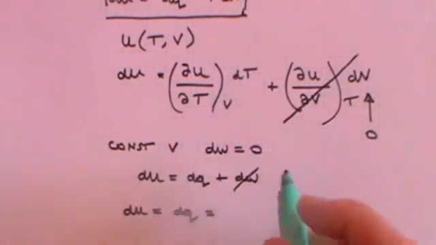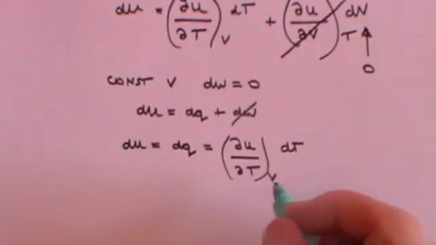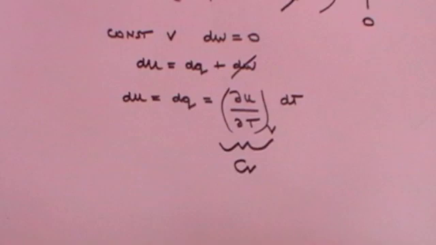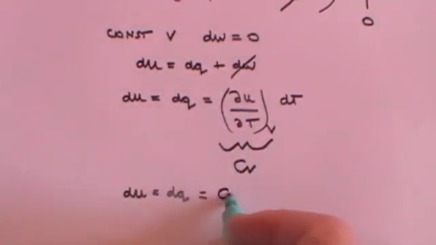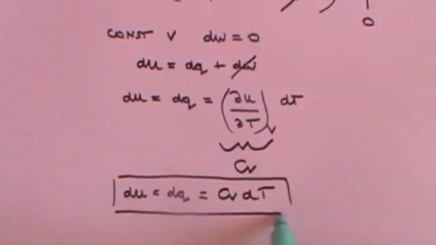and that means that dU equals dQ equals this term here, which is the partial derivative with respect to temperature at constant volume times dT. And this term here is called the heat capacity at constant volume. And that gives rise to the formula that dU equals dQ equals Cv dT. And we'll need that as we go through on this video.